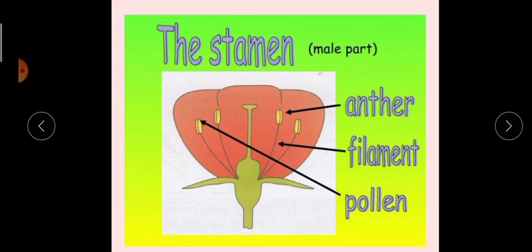Let us take the reference of this diagram. You see in this flower, these are the stamens, the male part. This is not the stamen because this is the female part. Here in the topmost portion, the anther is there. This long stalk is called the filament, and inside the anther you will find the pollen grains.